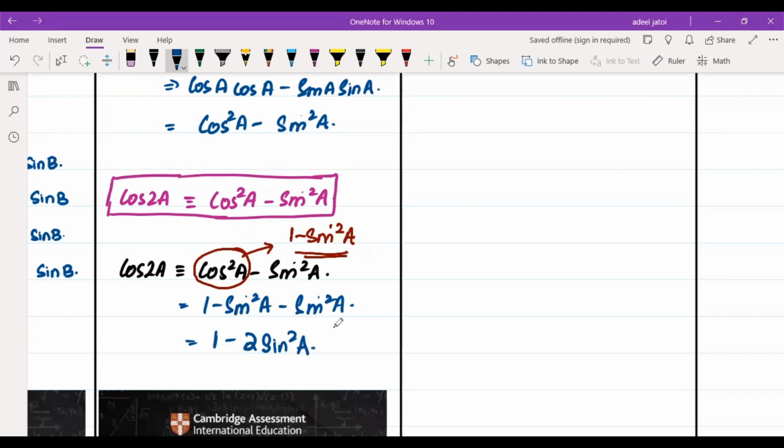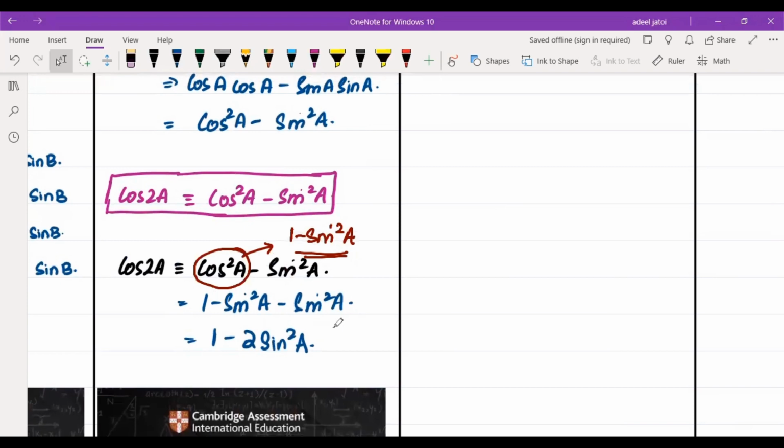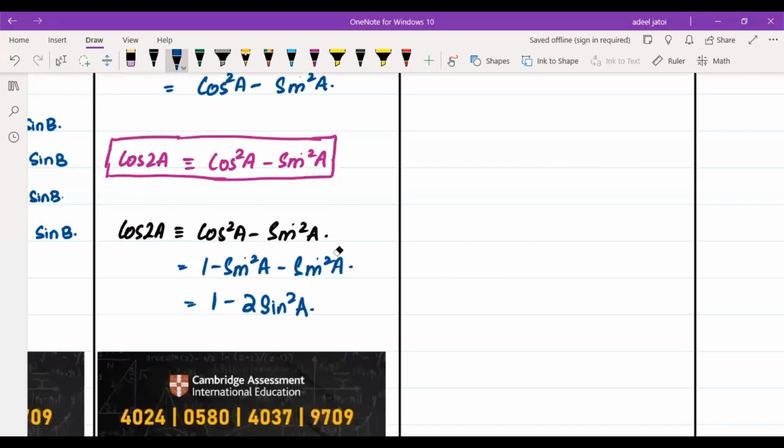So now what we know is this particular value, cos 2A, can be written as 1 minus 2 sine square A as well. So that means cos 2A can be written as cos square A minus sine square A, and cos 2A can also be written as 1 minus 2 sine square A.